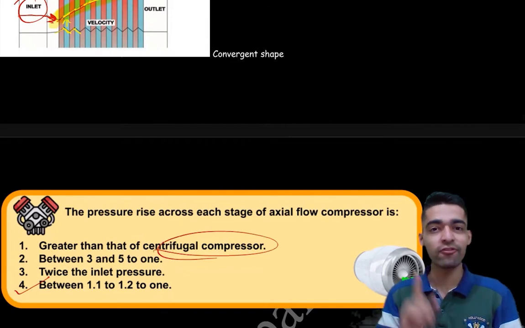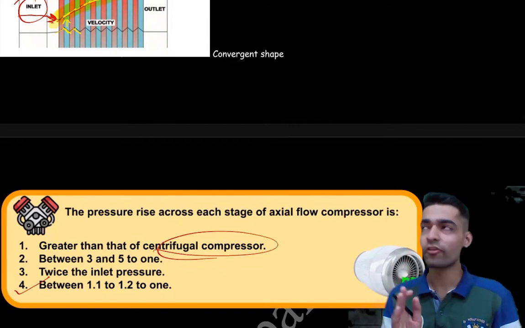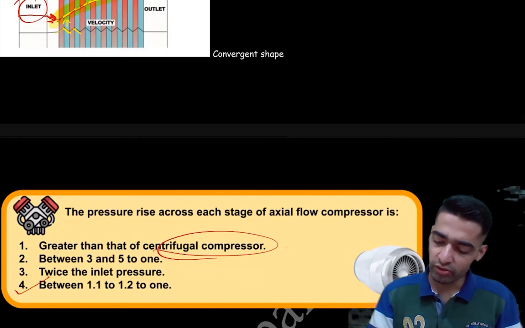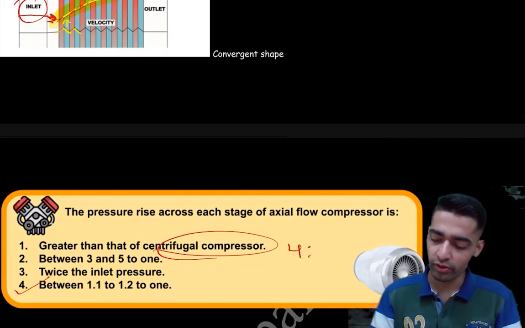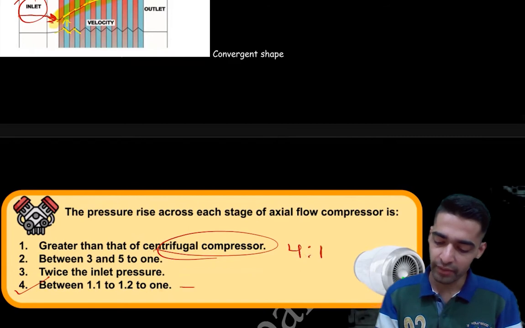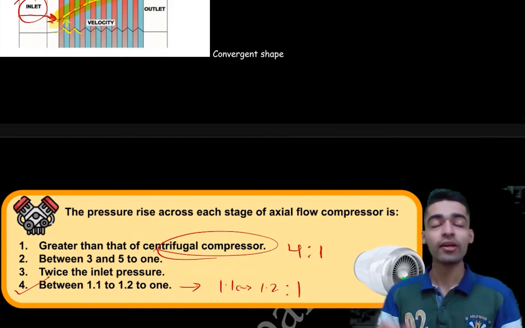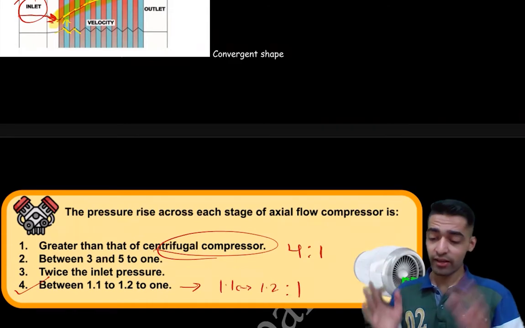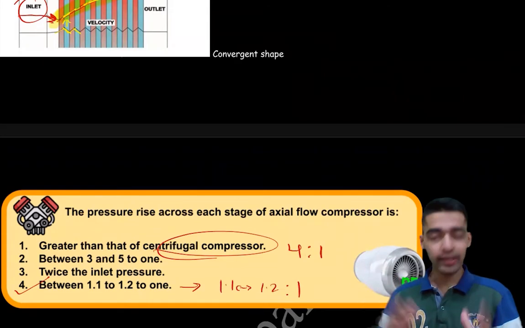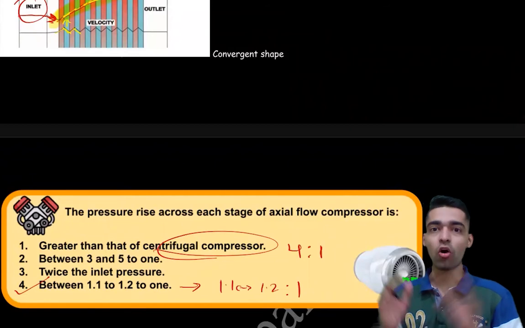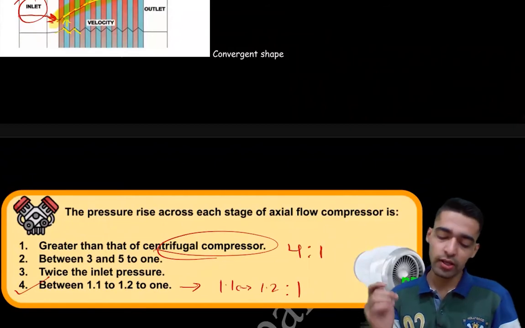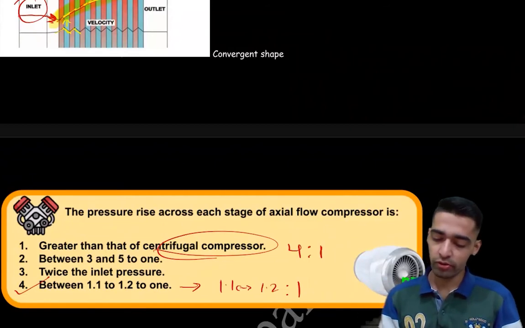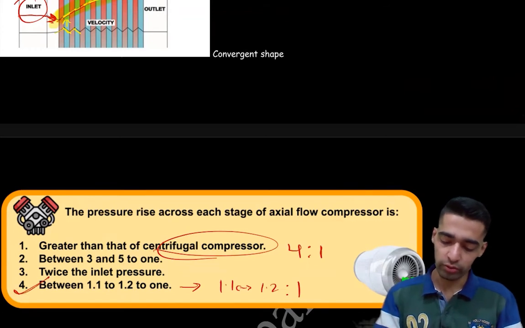At each stage, if we see one stage of a centrifugal compressor, we know that one stage compresses 4 to 1, right? Here it is only 1.1 to 1.2 to 1, so it is lesser. But when we stack a lot of stages, 8 plus or 10 plus, then we get 35 to 1, which is almost double of the centrifugal compressor. So this is the correct answer, option 4.